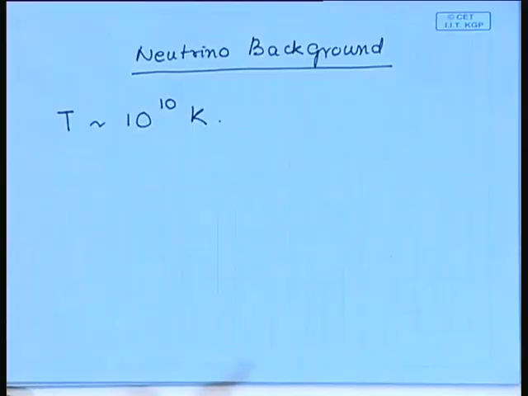At this temperature, the CMBR is sufficiently hot to excite the neutrinos. So, if there are different kinds of neutrinos, the temperature of 10 to the power 10 Kelvin is sufficiently high to excite these neutrinos. It is also sufficiently high to excite the electron positron pairs.